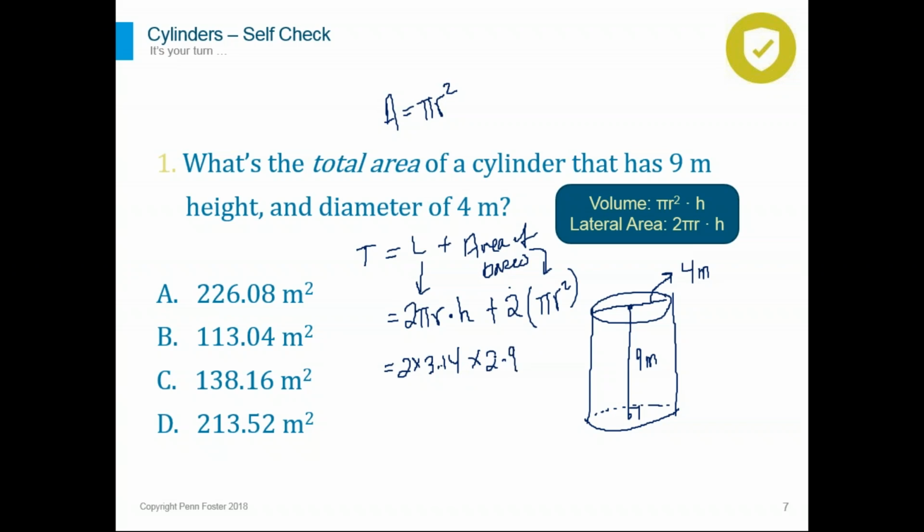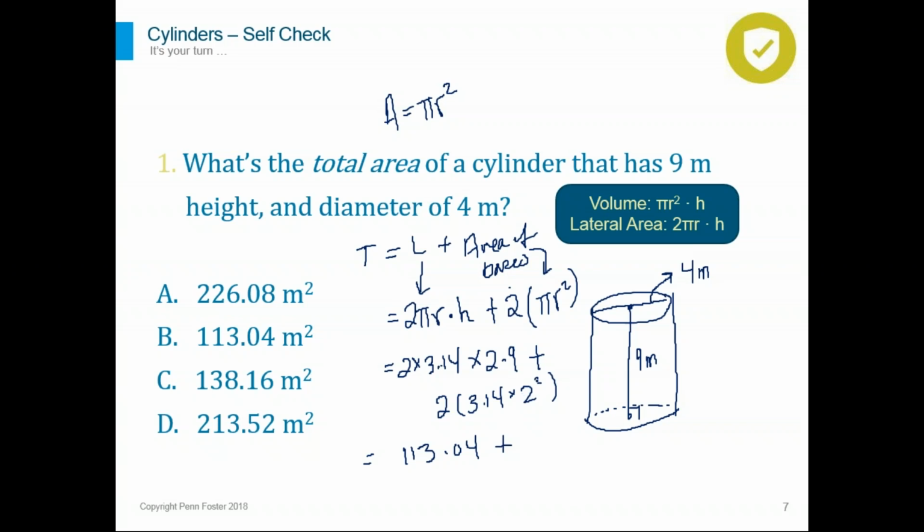So I'm done with the lateral area part. Plus, we have 2 times pi again, 3.14, times the square of the radius. So the radius, 2, squared. Okay, let's evaluate the expression. So we're going to multiply 2 times 3.14 times 2 times 9, and that will give you 113.04. Not yet done, plus the area of the two bases.